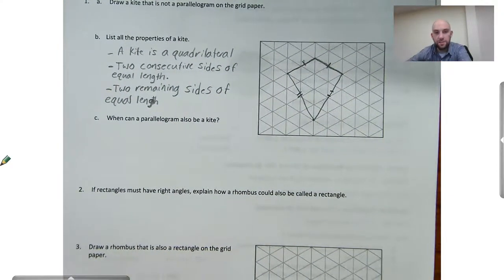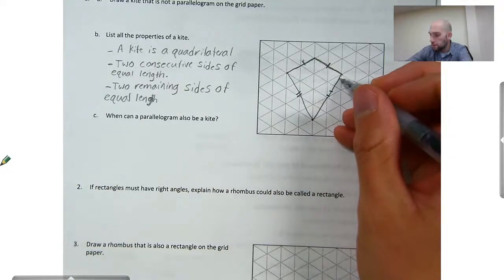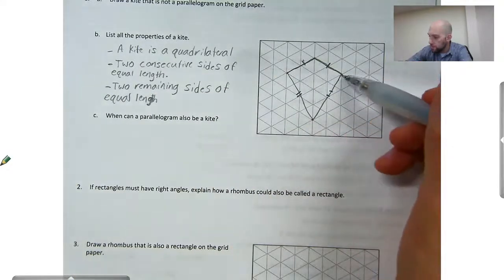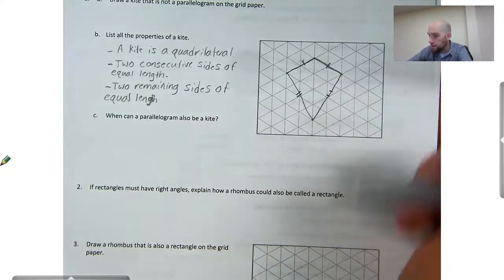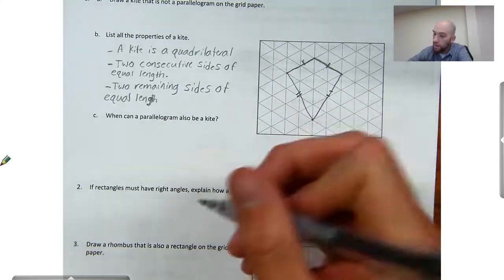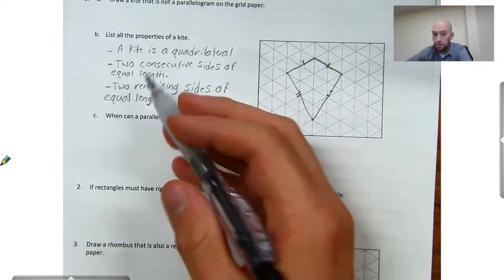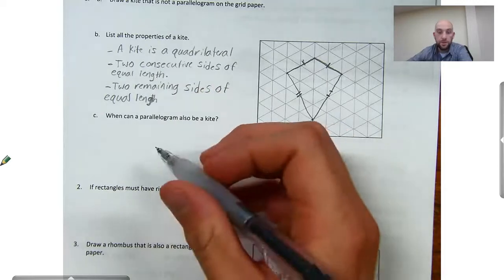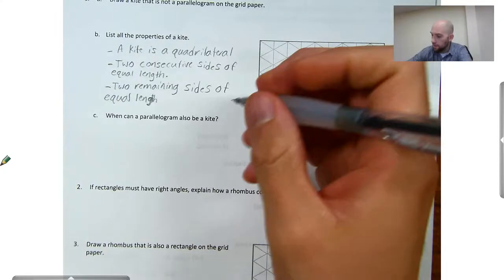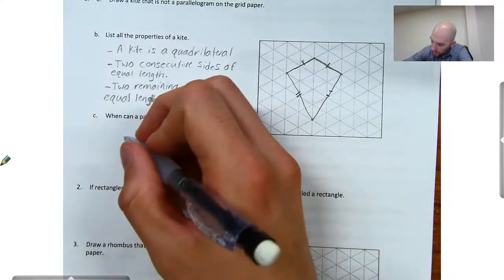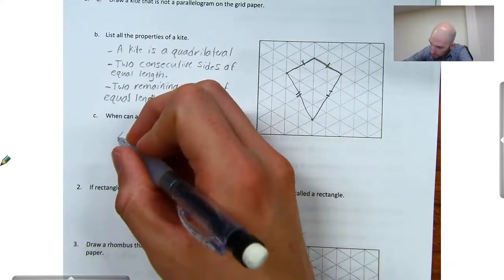And letter C asks us, when can a parallelogram be a kite? So think about what a parallelogram is. A parallelogram has 2 sets of parallel sides. So this one would not be a parallelogram, because this line and this line aren't parallel, and this line and this line aren't parallel. We don't have any parallel lines in this kite. But we could also make a kite with all of these properties where we have 2 sets of parallel lines. So if we had a parallelogram that was also a kite, it would look kind of like this.